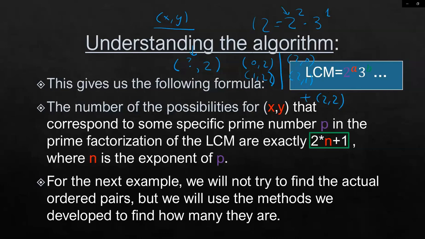So if you have a specific exponent in the prime factorization, then the possibilities for the pairs of exponents, x, y, are exactly this many, 2 times n plus 1. Okay. So I am running out of time, so I will do the next example. But for the next example, we're going to try to find the ordered pairs without actually finding out any of them ourselves. We're going to just try to count them. Okay.